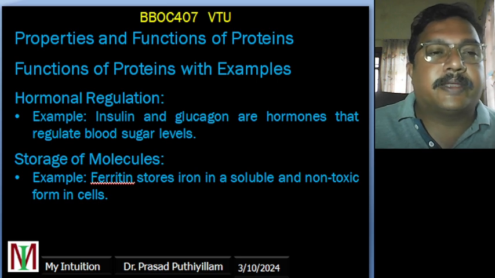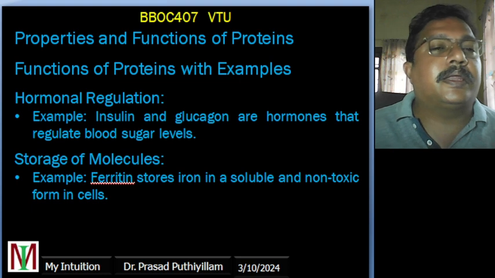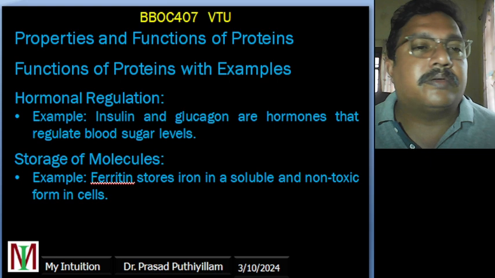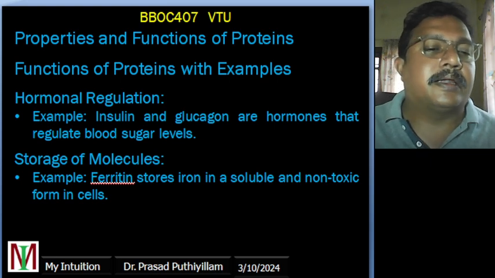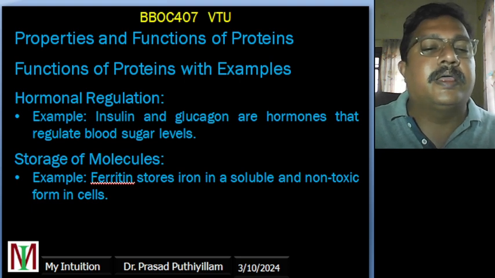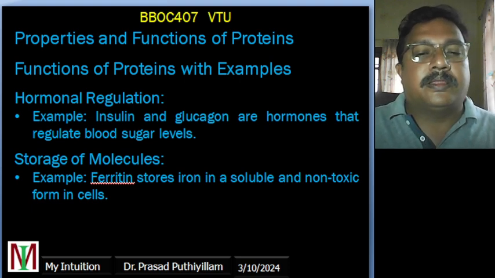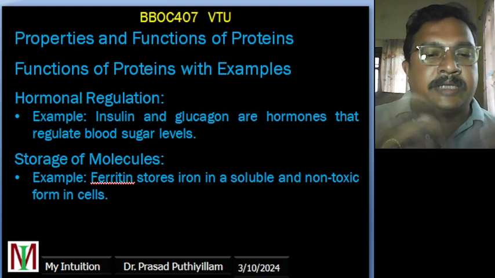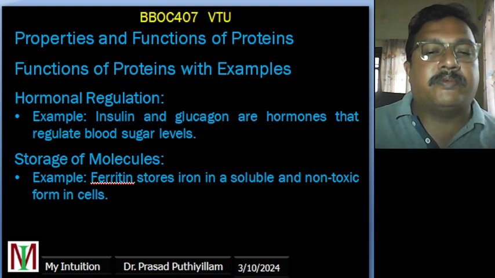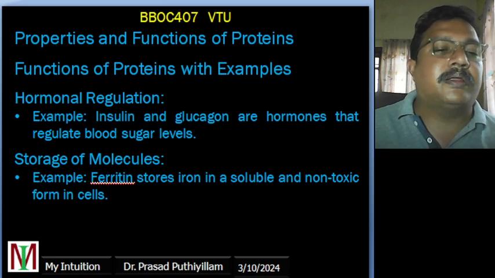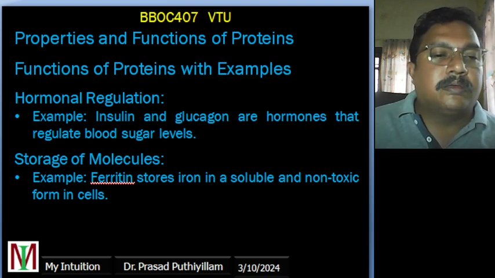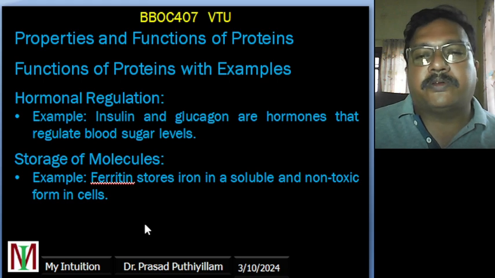For example, one such storage protein is called ferritin, which plays a very crucial role in storing iron, a very essential mineral for many body functions. Ferritin keeps iron in a soluble and non-toxic form within the cell, and ensures it is readily available for processes like oxygen transport, but does not cause cellular damage. That is the storage of molecules.